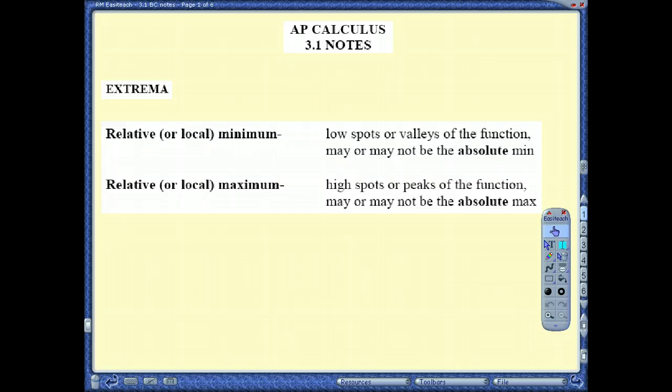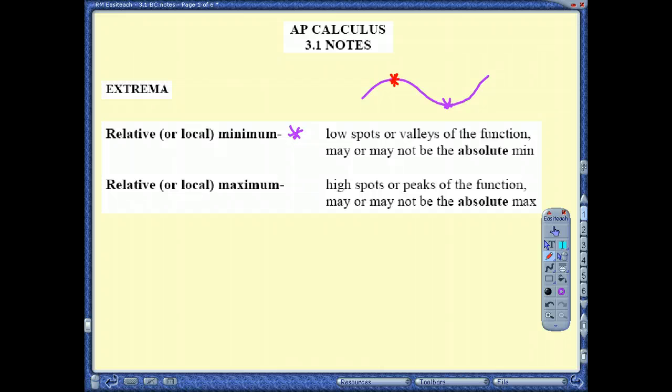Relative or local extrema, you're basically just talking about the highs and the lows. Relative or local minimum, they'll be used interchangeably. The relative or local minimum are going to be the low spots of your function. So for instance, if we have something like this, relative minimums are the low spots, that little guy right there. The relative or local maximum are the high points.